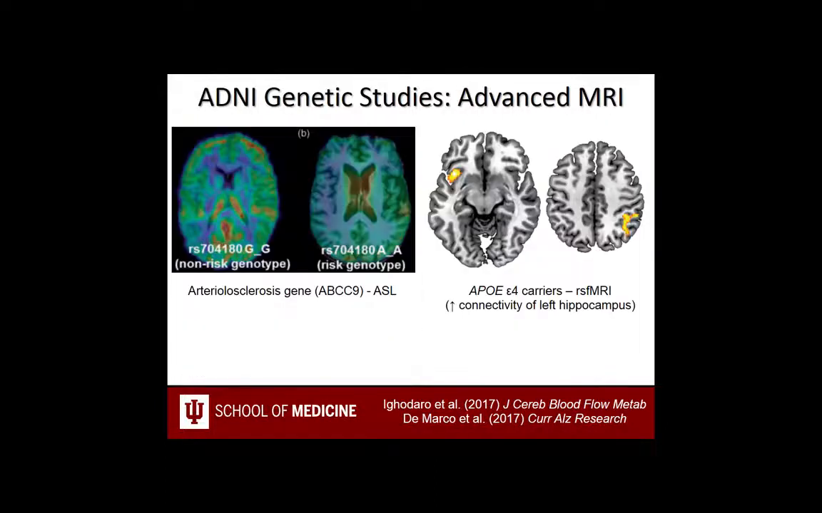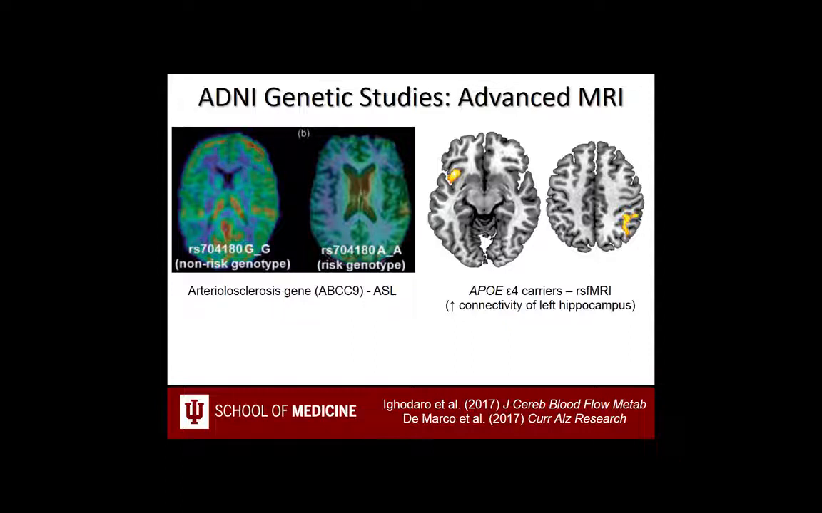There have been a very limited number of studies in the advanced MRI techniques. I'm highlighting a couple of them. There really aren't that many. So the first was arterial sclerosis genes and their relationship to ASL, which is blood perfusion of the brain. Yeah, it's hippocampal sclerosis as well. Yes, that's right, it was from your group. So it was a hippocampal sclerosis and an arterial sclerosis gene.